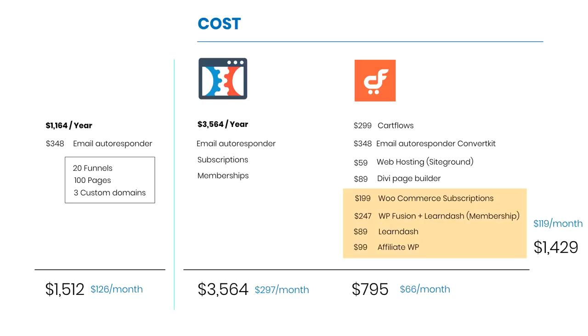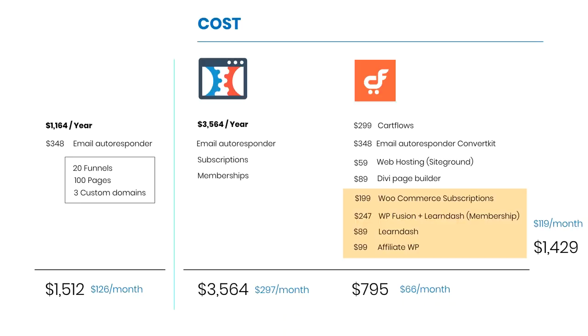So let's say you just want to create funnels and that's it. This is going to cost you $795 per year. So this compared to 3,564, there's a massive difference. So this is where you have to decide which way you want to go. Do you want an all-in-one platform where you don't have to set up all these things on the WordPress side of things? Or do you just want everything under one umbrella as we have with Cartflows? So you would have to make a decision here based obviously on the price.